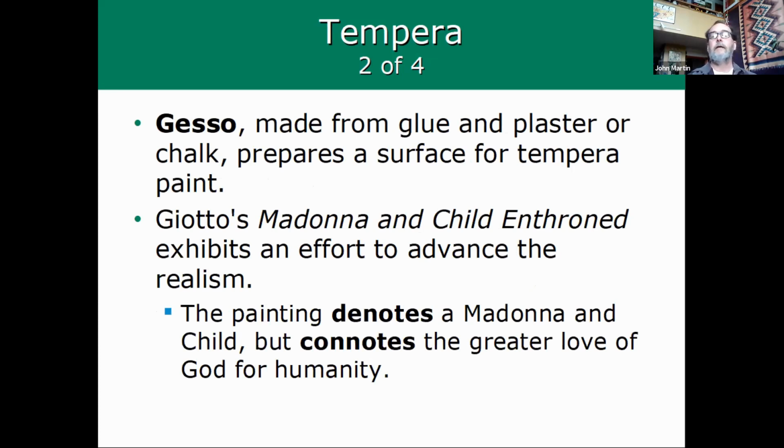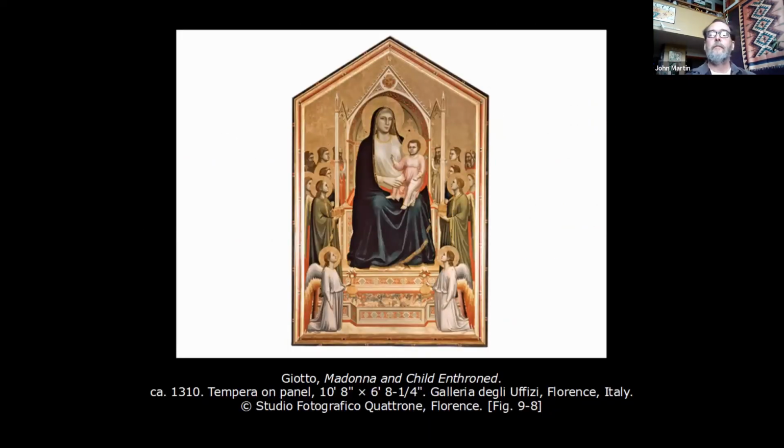Giotto's Madonna and Child Enthroned exhibits advances in realism. The painting denotes a Madonna and Child, but connotes the greater love of God for humanity. The Madonna and Child are sitting there with patron angels kneeling before her. We see a realistic figure that really feels like she is sitting in a chair. This was a great accomplishment for Giotto and the early Renaissance period.